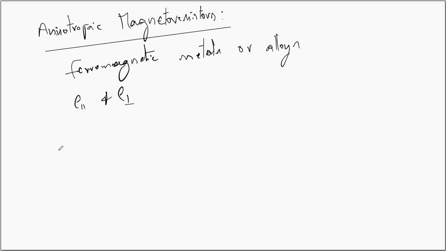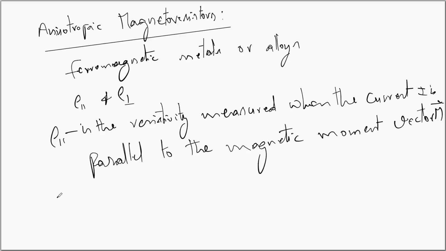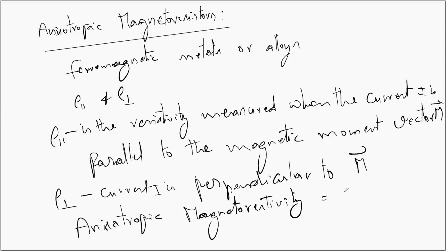ρ parallel is the resistivity that is measured when the current I is parallel to the magnetic moment vector M. Similarly, ρ perpendicular is the resistivity measured when current I is perpendicular to the magnetic moment vector M. The anisotropic magnetoresistivity is ρ perpendicular minus ρ parallel.